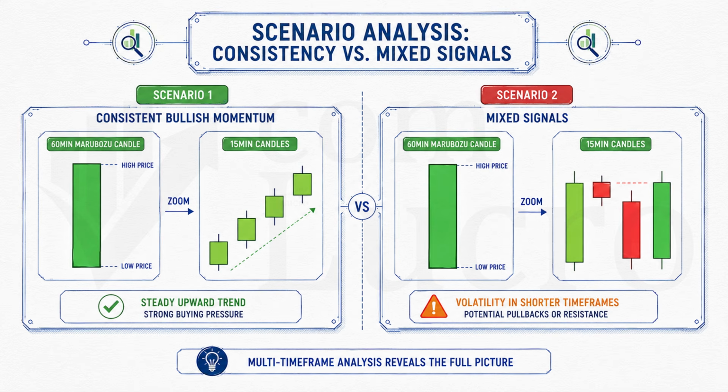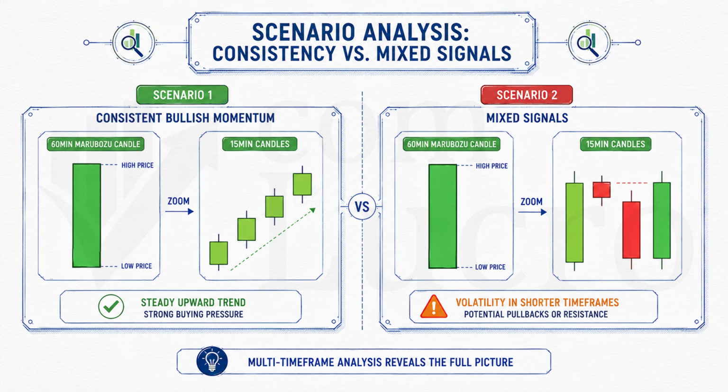Overall, the 60-minute candle looks bullish, yet the lower time frame reveals volatility and selling pressure in the middle of the hour. This mixed behavior suggests the market wasn't as decisively bullish as it appeared, hinting at pullbacks or resistance that could cause false breakouts or early exits.